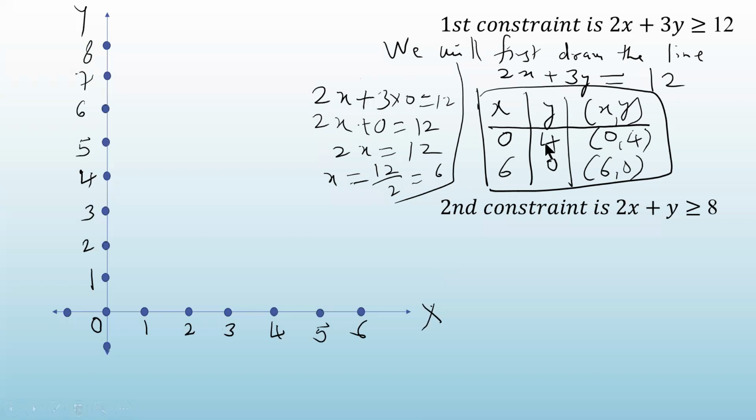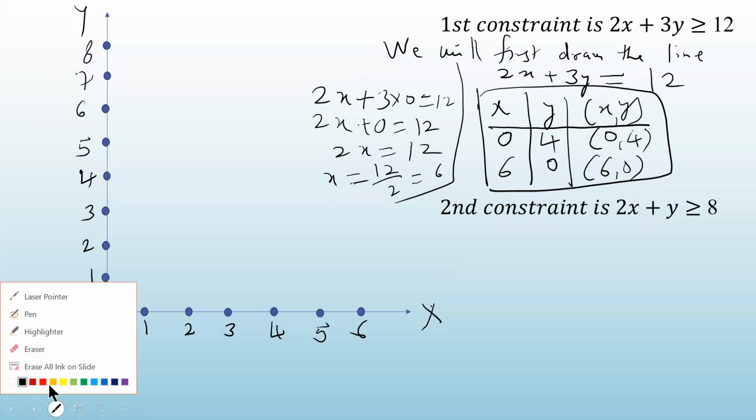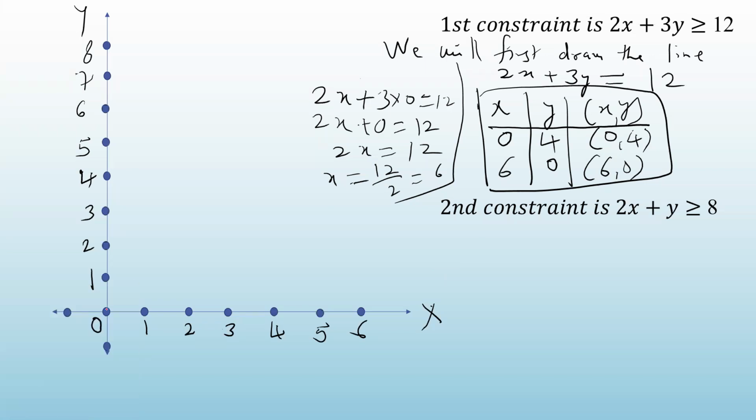Now see, what are the points? 0, 4. X coordinate is 0, y coordinate is 4. So let us plot this point. X coordinate is 0, y coordinate is 4. So this is the point (0, 4), correct?